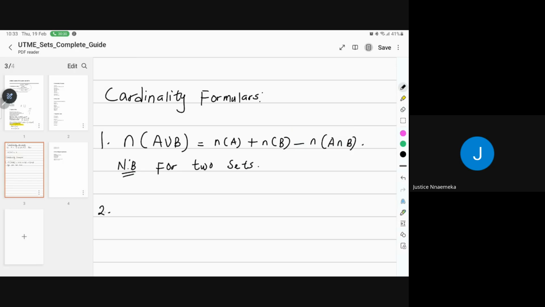Now let's assume that we have three sets. Let's say we have the number of elements in A union B union C. What will it give us? We'll go one after the other. We're going to have n(A), then I'm going to split each and every one of them just that way. So I'm going to have n(A) plus n(B).